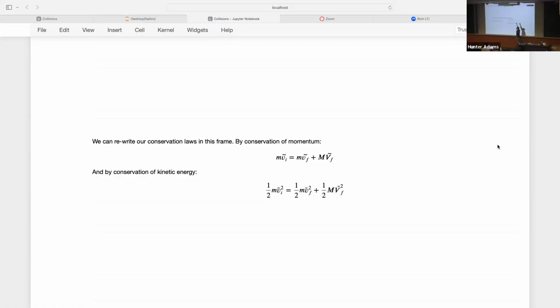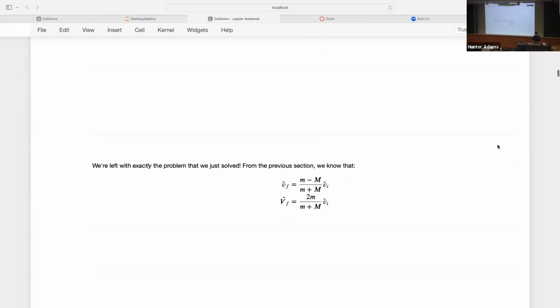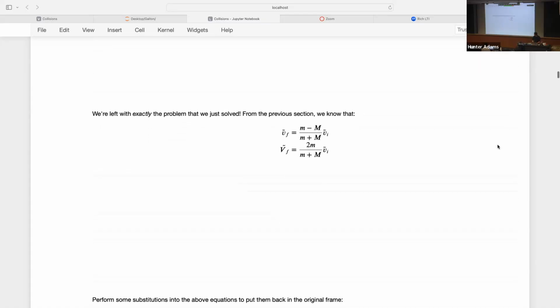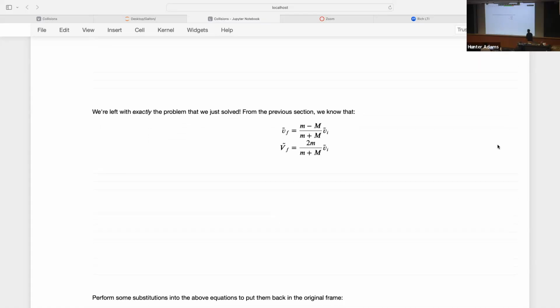And so we already solved this. We don't have to do any algebra. We just plug in the answer here. We know exactly what the solution to this is. It's the following, because we just solved for it. But then, as I said, at this point, the problem's solved.